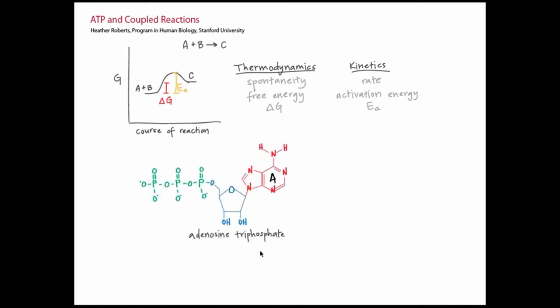In this tutorial, we'll look at adenosine triphosphate, ATP, the cell's energy currency. We'll apply these principles of thermodynamics and kinetics to ATP, and we'll see how ATP can be used to drive other non-spontaneous reactions. Here's the structure of ATP. Notice that adenosine is a ribose sugar covalently bonded to adenine, a nitrogenous base. Adenosine is used not only in RNA, but also as a form of energy storage when covalently bonded to 3 phosphate groups.